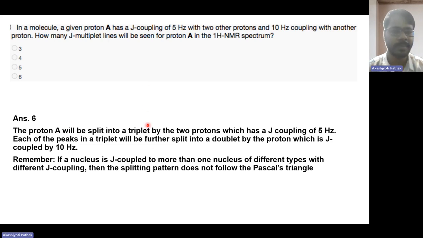So proton A will be split into a triplet by two protons, which have a J coupling of 5 hertz. Now each of these peaks in the triplet will be further split into a doublet by a proton which is J coupled by 10 hertz. So you get three peaks, and then these three peaks will be split into two more peaks by this proton, which is J coupled by 10 hertz.